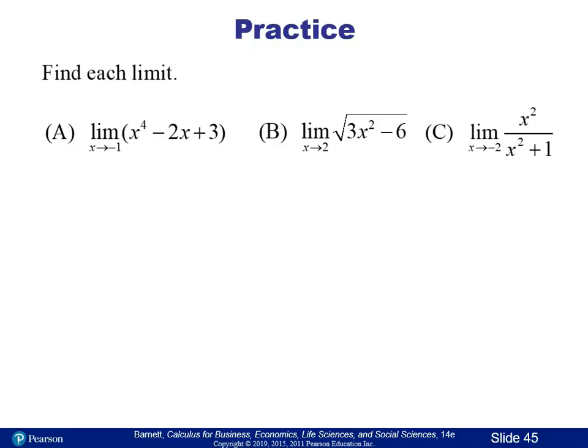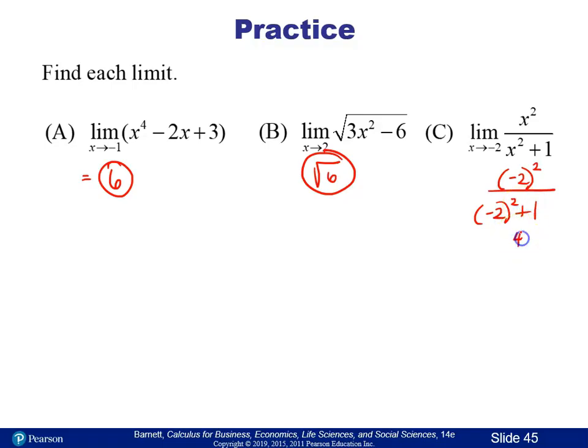Okay, here's some for you to practice on. I'm not going to go through each step here, but just be sure that you can plug these in and check. So this one, if you plugged in, should give you 6. This one, if you plug 2 in, is going to give you the square root of 6. And this one, if you plug negative 2 in, again, be careful with your signs. Negative 2 squared over negative 2 squared plus 1 would be 4 over 5.